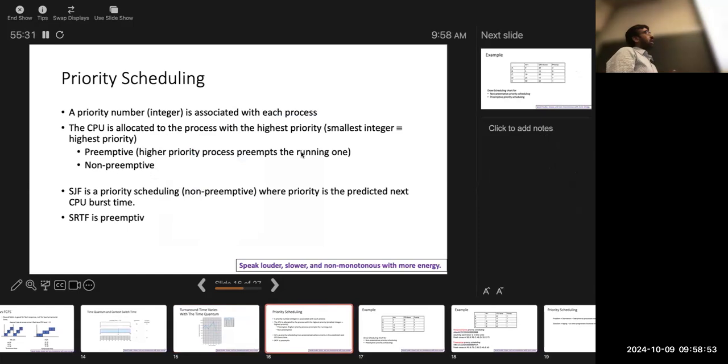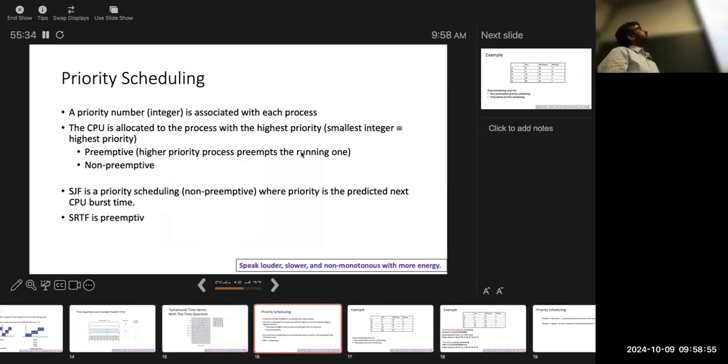So in priority scheduling, we associate a priority number, let's say an integer, with each process. And then we allocate the CPU to the process which has the highest priority. Let's say you have processes A, B, C, D, and E, and they are given the numbers, let's say 0, 1, 2, 3, and 4.